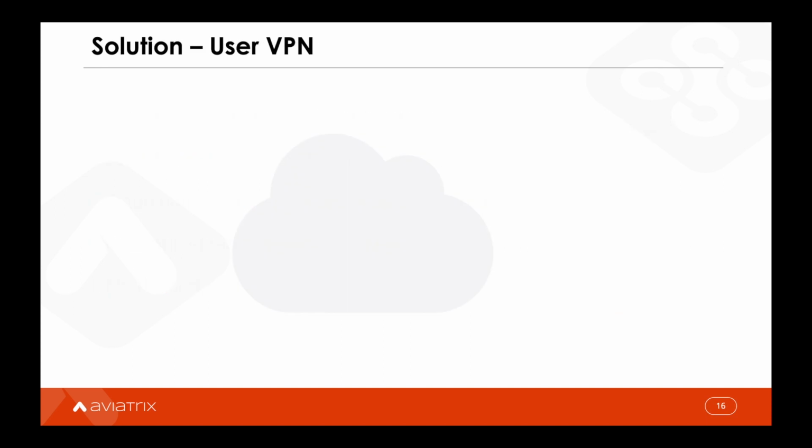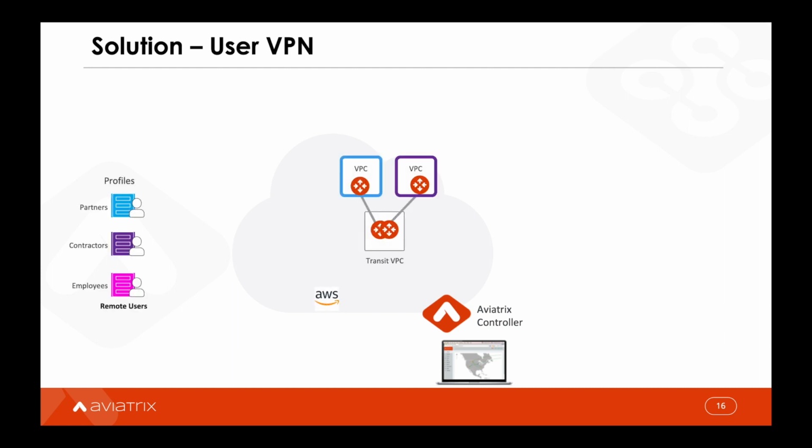Now let's take a look at the Aviatrix User VPN solution. As usual, everything stems from the centralized control, management, and automation plane, which is the Aviatrix controller. In this example, we have an AWS environment. Using the MCNA architecture, we have different workloads in their respective application VPCs with spoke gateways. Those spoke gateways are connected to transit gateways in a transit VPC. And we have remote users that fit different security profiles, such as partners, contractors, and employees.